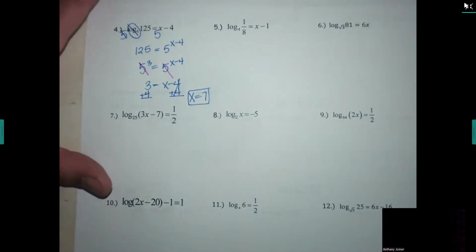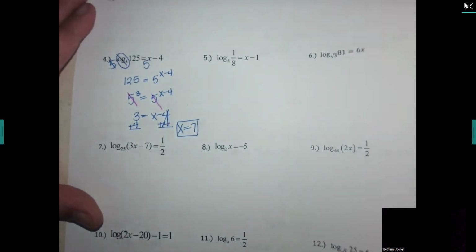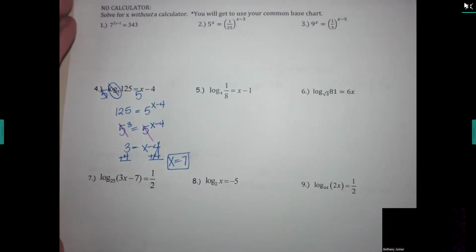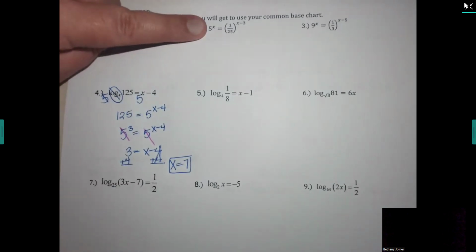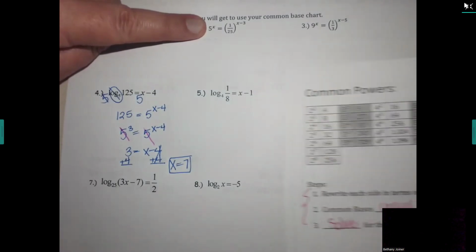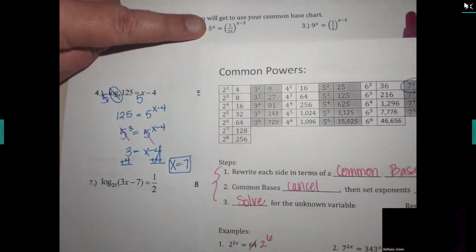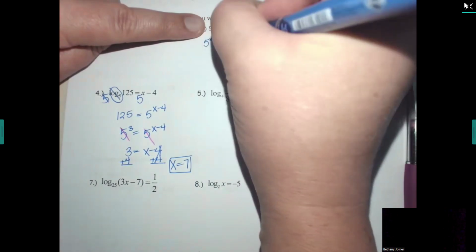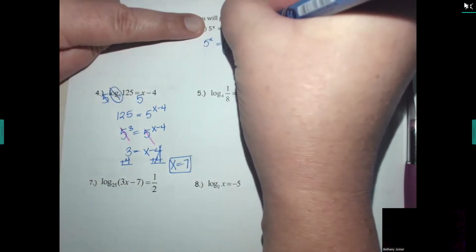Okay, next one we're going to do is number 2 from the top row. Okay, I'm still in my 5s chart, but I'm looking for what a regular 25 is. So look in your chart. What is 25 as a base 5? 5 squared. Now, when you do that, okay, watch this. It's 1 over 5 squared, and then x minus 3.